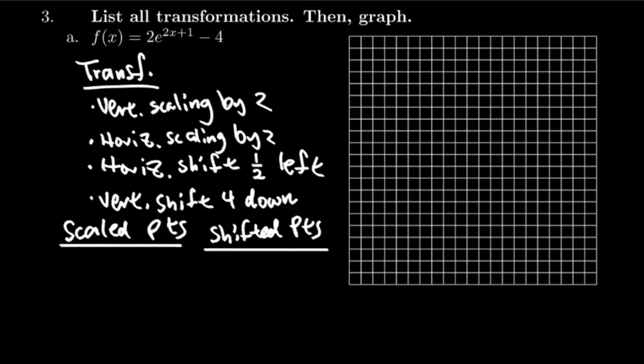Okay, so the reference points for this are going to be, so I guess we can just write that here, reference. So since it's an exponential, we'll have 0, 1, and then the base is e. So 1, e. And then we have a horizontal asymptote of y equals 0.